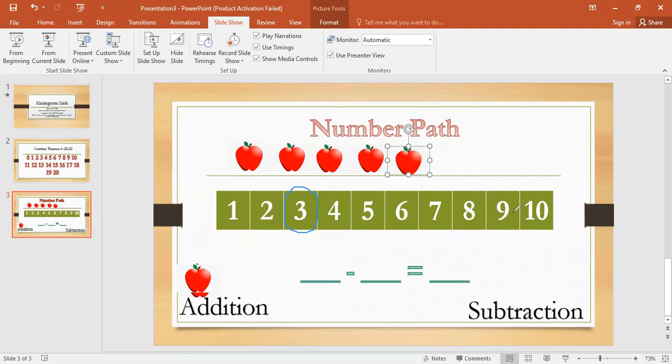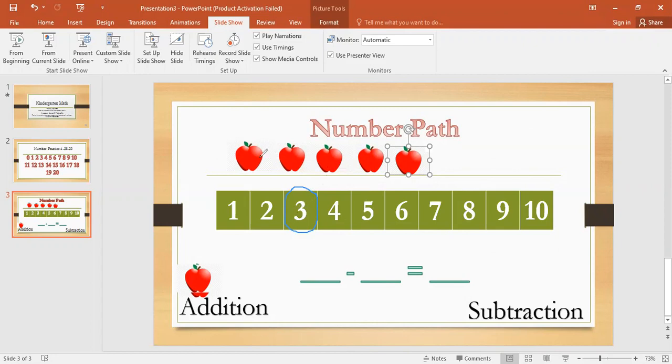Remember, this way is the right, and this way is your left. This is your right, and this is your left. So because I added 2 apples up here, you will go 2 spots to the right. So go ahead and count with me as we go 2 spots to the right. 1, 2. So we went 2 spots to the right because we are adding.